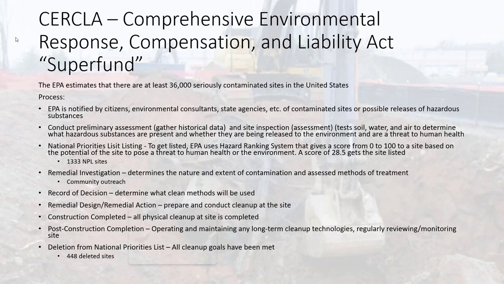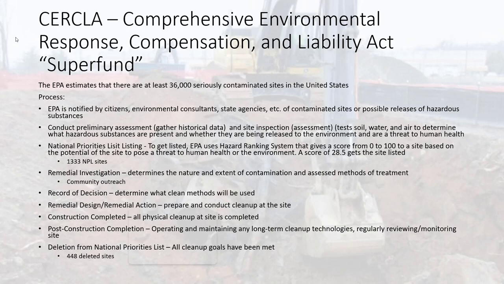Now, it is estimated by the EPA that there are at least 36,000 seriously contaminated sites in the United States. So how does this Superfund process work? Well, it starts out by the EPA being notified by citizens or environmental consultants or state agencies of a contaminated site or a possible release of hazardous substances at a site. They then will conduct a preliminary assessment in which they gather historical data on the site and do a site inspection or a site assessment where they will test soil, water, and the air to determine what hazardous substances are present and whether they are being released to the environment and are a threat to human health.